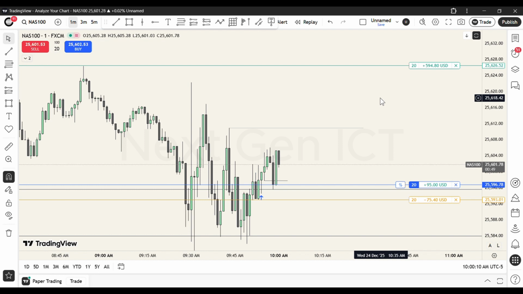So you can see the line at 25,584. That was my drawn liquidity that I was looking at before the market opened. When the market opened, I saw that price tag that in, but there was no clear direction, no fair value gaps whatsoever. We had a small fair value gap before 9:45, but that is not significant for me.